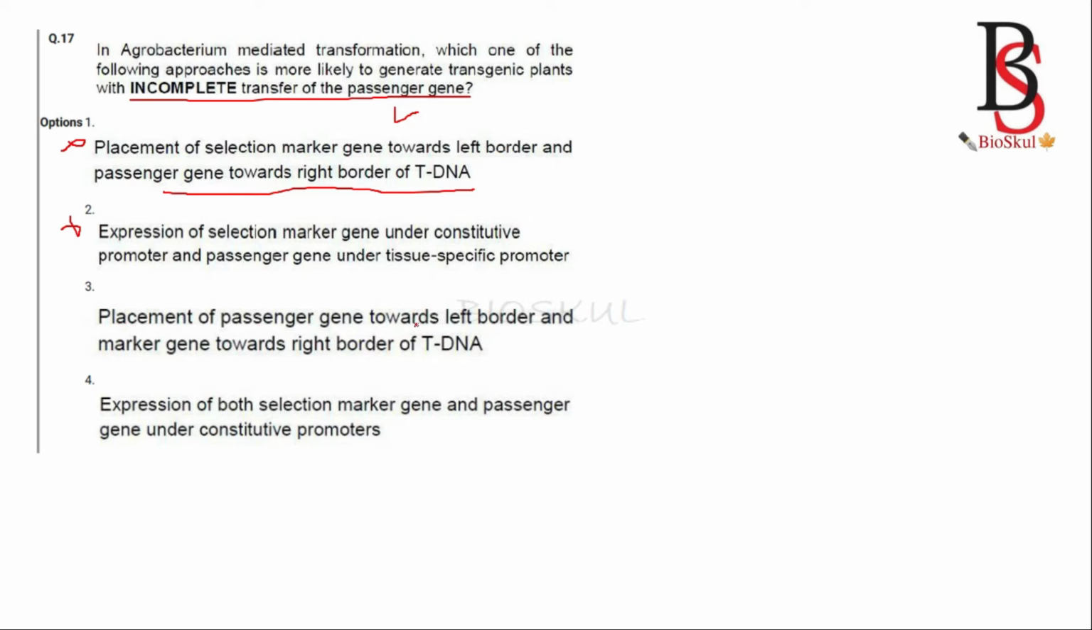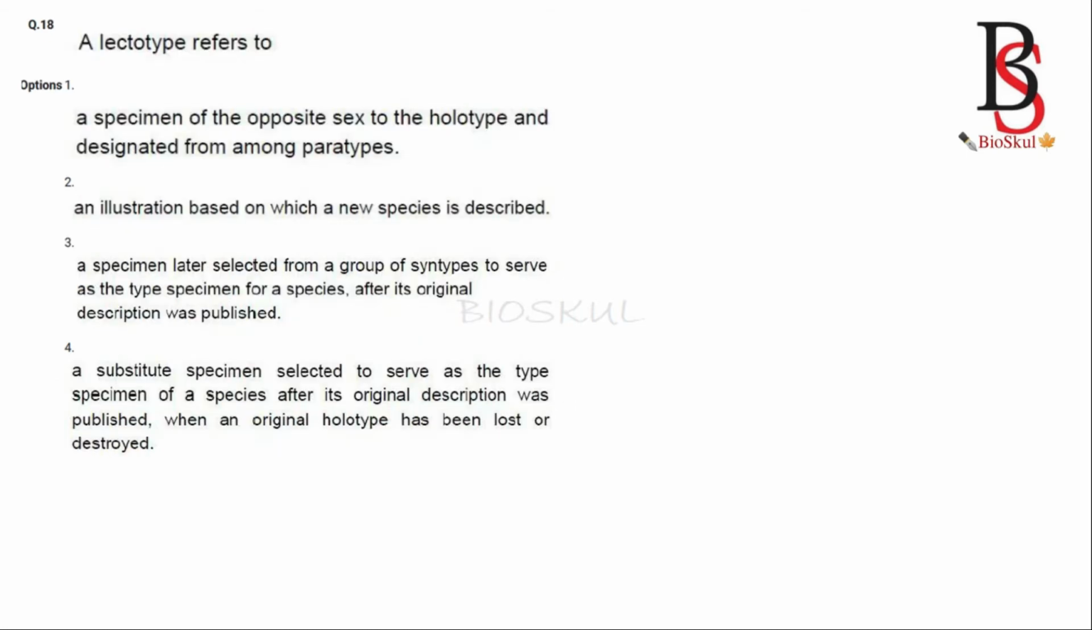Let's see option 3. Placement of passenger gene toward left border and marker gene towards the right border of T-DNA. If we place the passenger gene toward the left border, then it is more likely to generate the transgenic plant with incomplete transfer of passenger gene. So option 3 is the correct answer. Let's see option 4. Expression of both selection marker gene and passenger gene under constitutive promoters. No. So the correct answer is option 3.